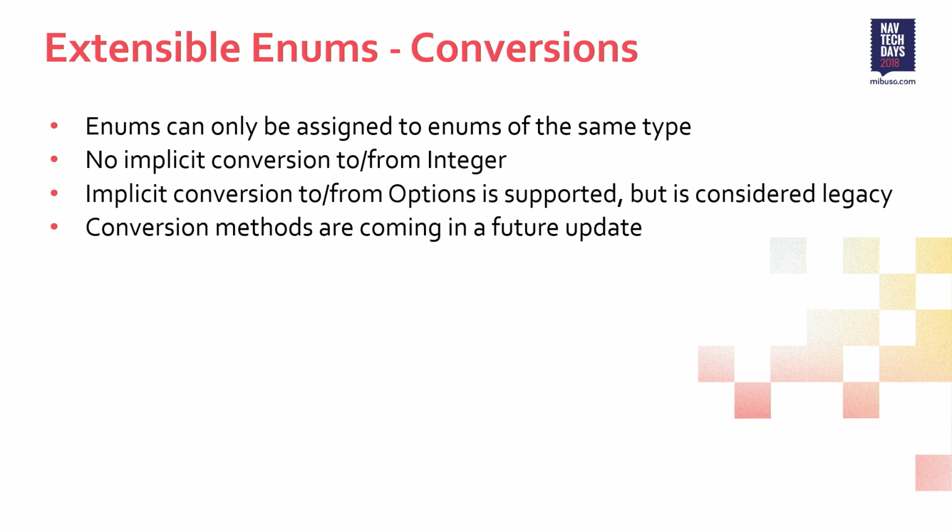Right now, we support implicit conversion to an option type. We need that in the cases where the base app is actually exposing something as an option, where you may have marked the table field, or we have marked the table field as an enum. Then that shows up as an enum. We need to be able to call the old method, which takes an option. So right now that's supported, and that's actually the only conversion method right now, is to assign it into an option and utilize that. We will be adding real conversion methods for enums in the future. In a future update, we haven't done it yet, but we will.